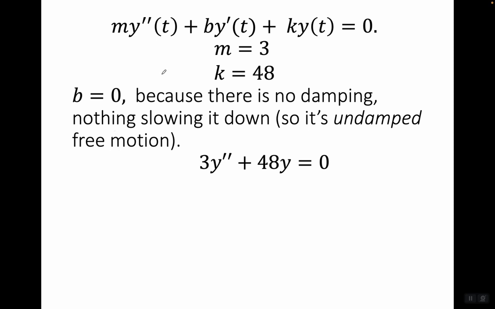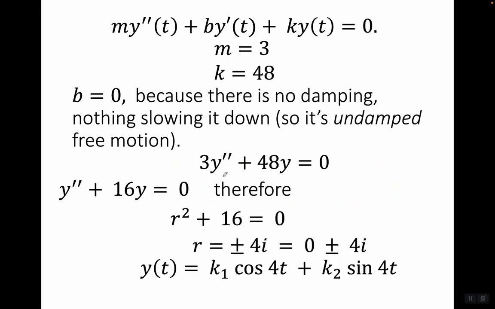This differential equation, plugging in m equals 3 and k equals 48, becomes this, because b equals 0. There's no damping, nothing slowing it down, so it's what we call undamped motion. So we get this differential equation. Okay, let's solve it. I'm going to divide everything by 3. We get y double prime plus 16y equals 0. You remember how to solve a differential equation like this.